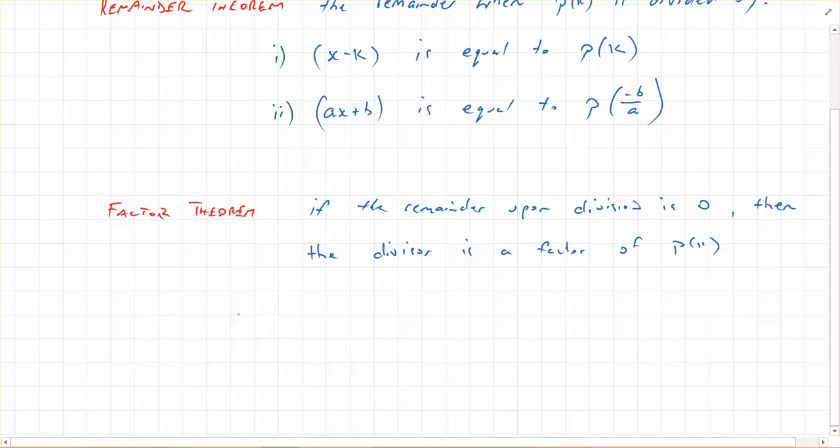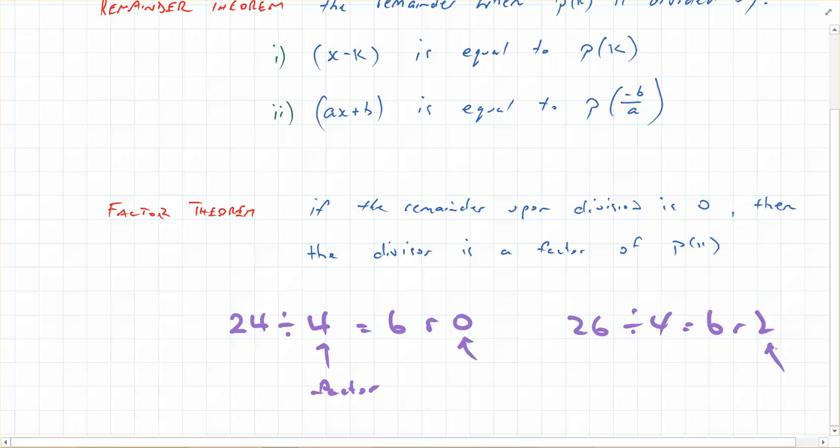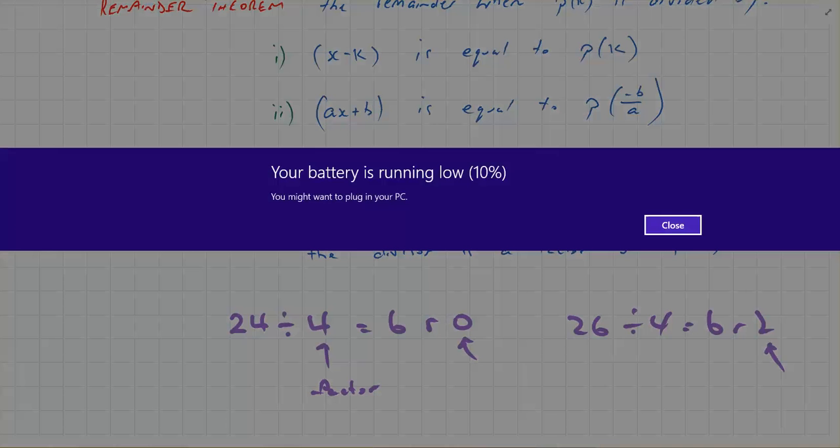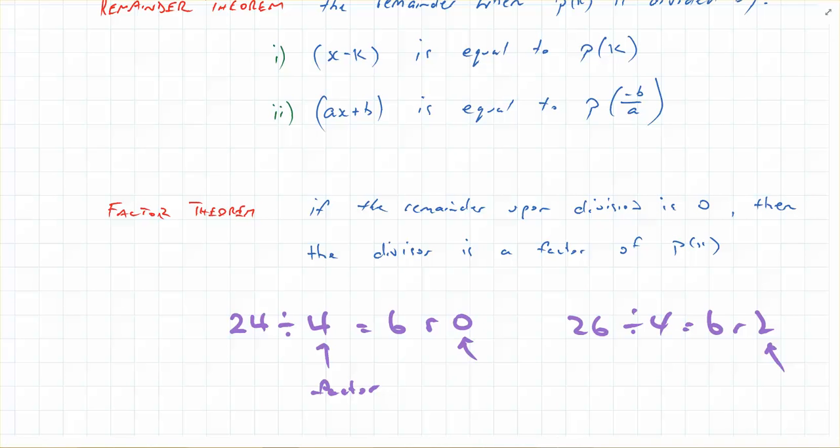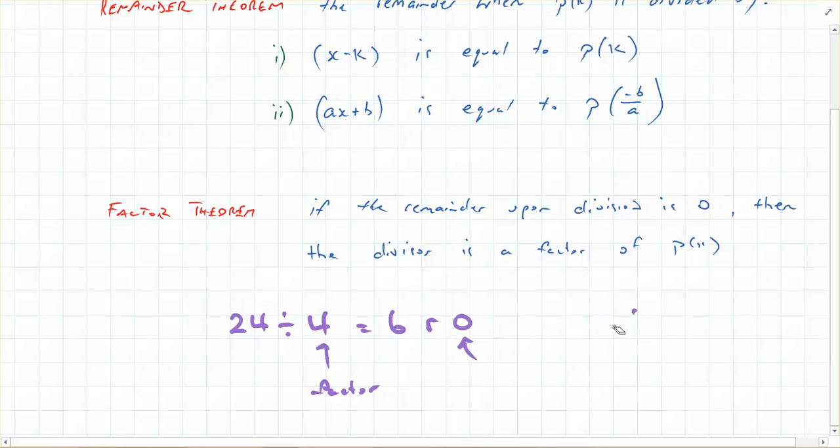So if the remainder goes to 0, then the divisor is a factor, and we know that from way back. If we take 24 and divide it by 4, we get 6. No remainder. Remainder 0. So 4 is a factor of 24. Whereas if we take 26 and divide it by 4, we get 6. Remainder 2. So that's not 0. So 4 is not a factor. So that's really pretty straightforward stuff, but we're just applying it now to what we know here in polynomials. Okay, so there's the remainder and factor theorem, and they're there for your notes.